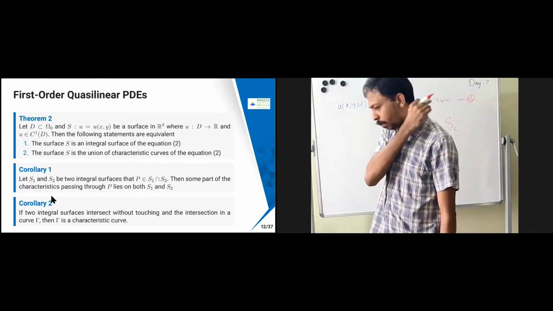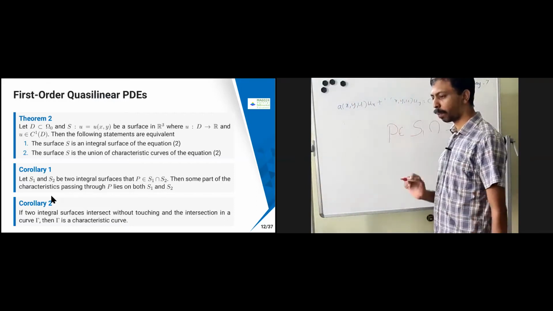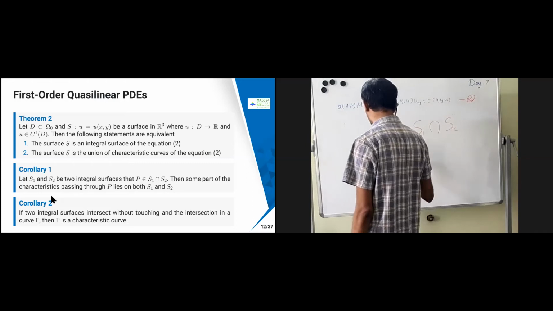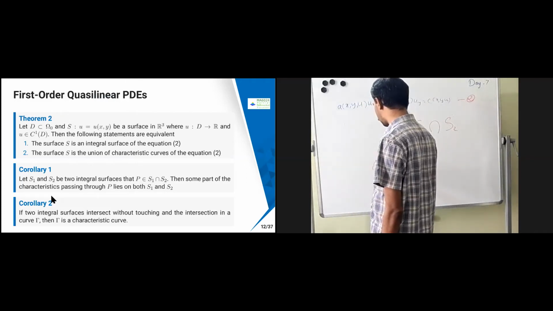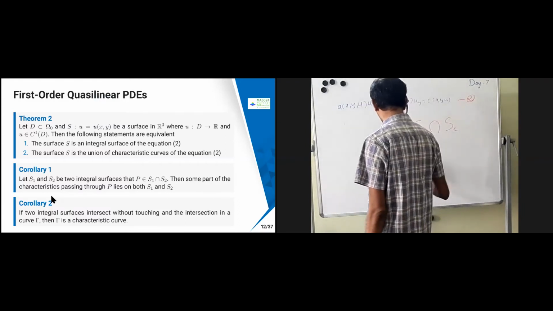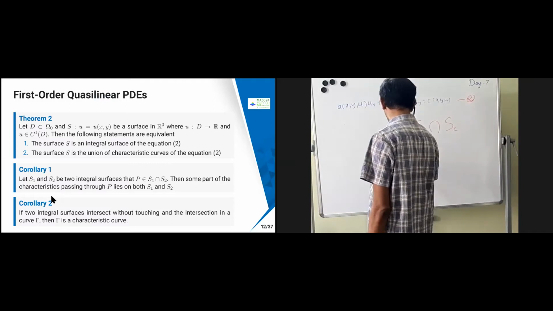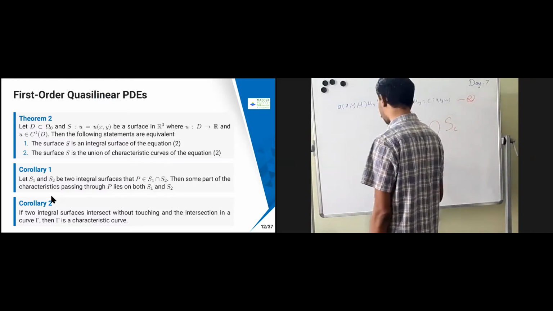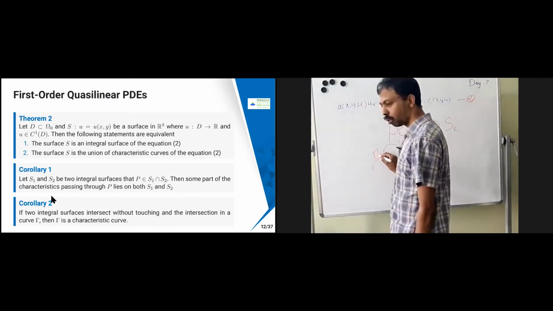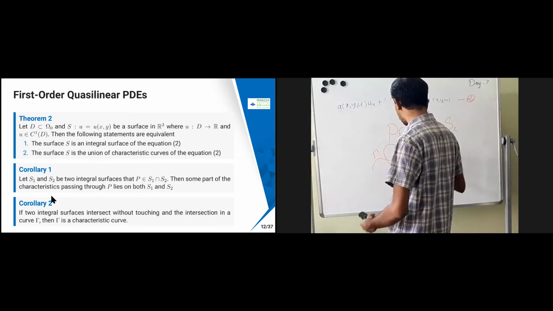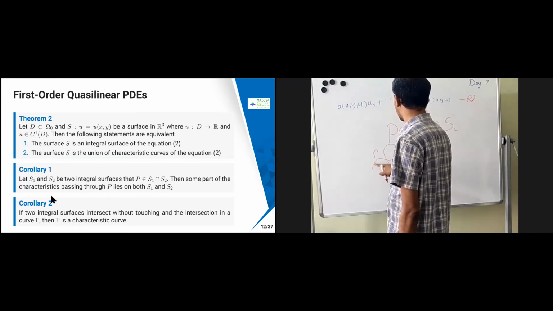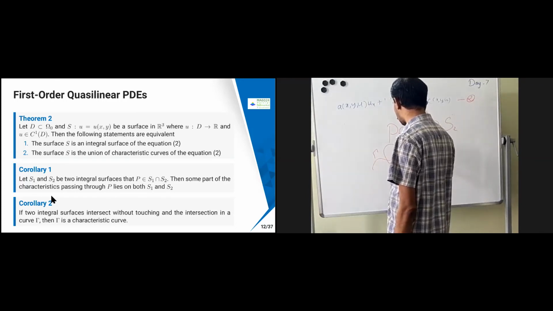Then what this theorem is saying is that you will find some characteristic. Some part of the characteristic passing through P lies on both. So I will just find some characteristic curve, gamma, which is part of it. This is a surface, this is a surface. Suppose P is somewhere here, then gamma is going to be passing through both S1 as well as S2.